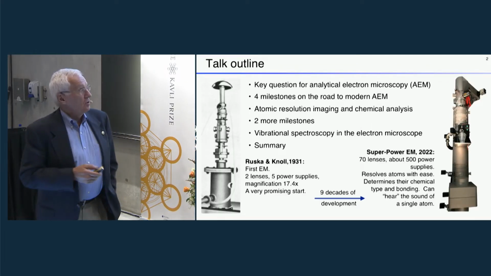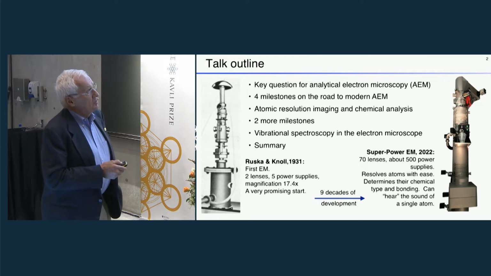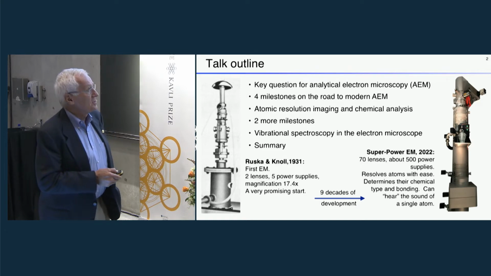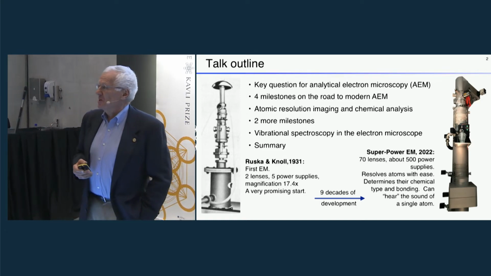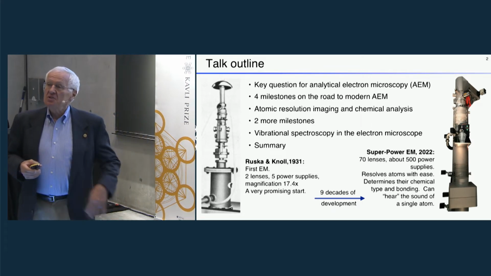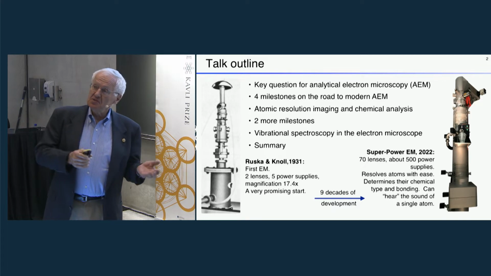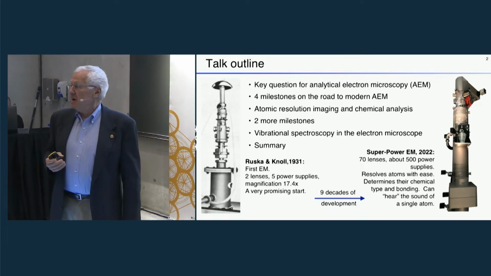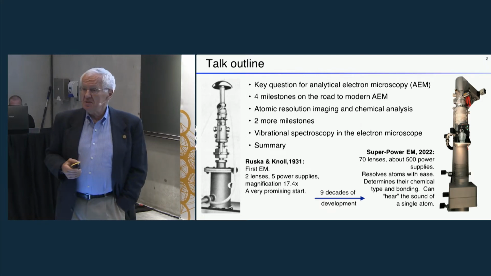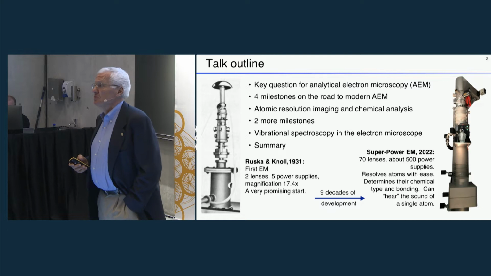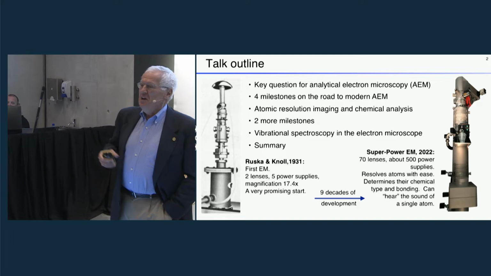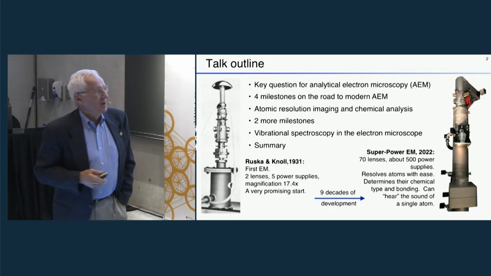So the whole talk can also be summarized as: Ruska and Knoll microscope, 1931, 2 lenses, about 5 power supplies, magnification of 17.4 times. So not exactly the world's best high-resolution microscope, but it showed that you could combine electron lenses and concatenate the magnification. And just 2 years later, Ruska and Knoll estimated that electron microscopes would eventually get down to a resolution of 2 angstroms. So they were only off by a factor of 2, 90 years ago.